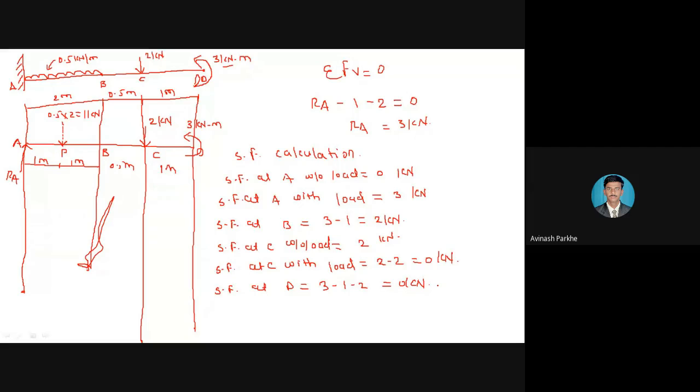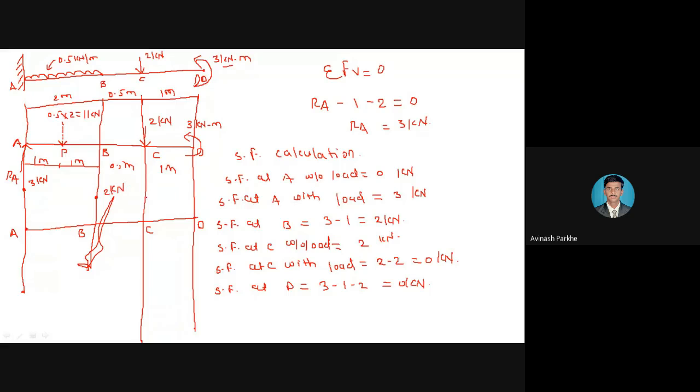Now here, if I draw the SF diagram, first a perfectly horizontal line. This is point A, point B, C, and D. At point A without load, 0, no problem. At point A with load, plus 3 kilonewton. So this is the 3 kilonewton point. Then SF at point B, 2 kilonewton. So here, this is 2 kilonewton.